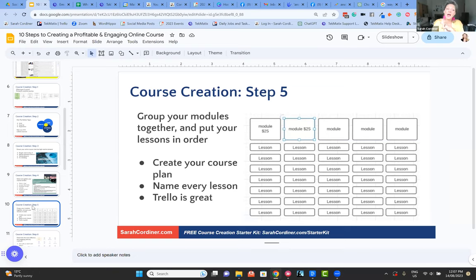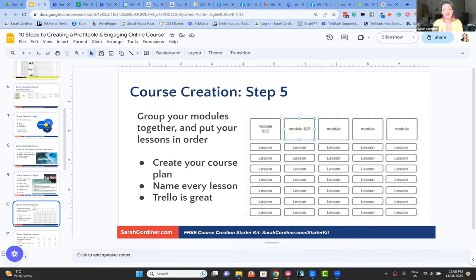Now, I always get asked, how many modules should be in a course and how many lessons should be in a module? A module is the group. The lessons are the individual questions that you're answering. You do not need to have an equal amount of lessons in your modules. I'm sorry, my OCD friends. I know you love it to look so even and equal from a curriculum design perspective, guys.